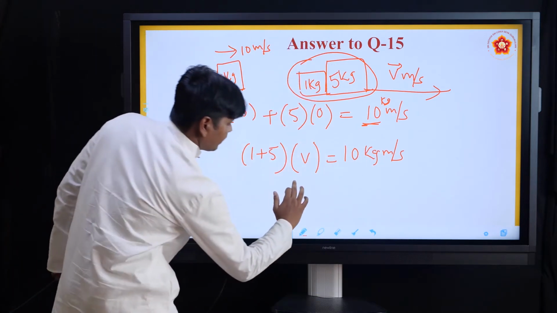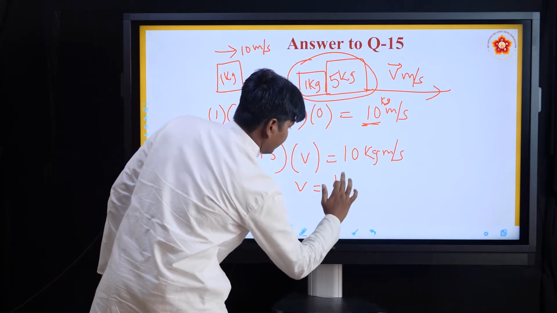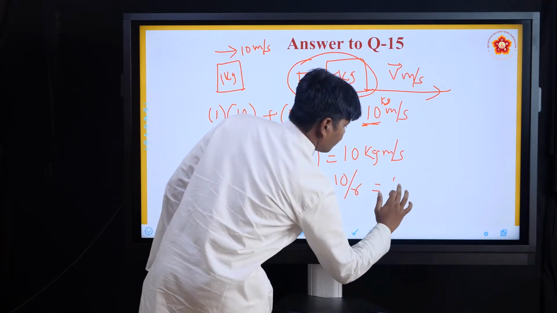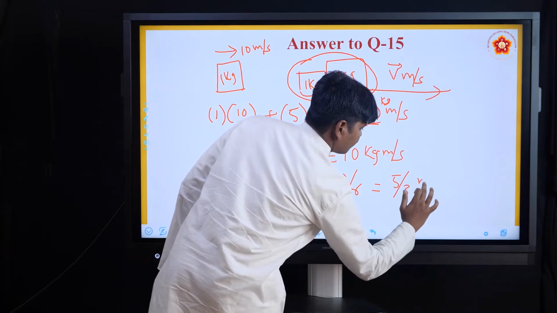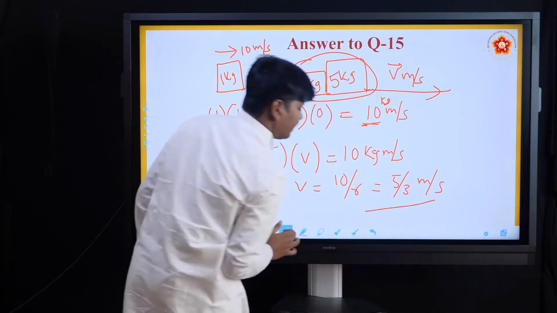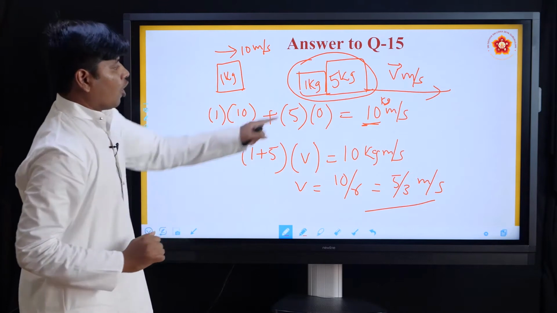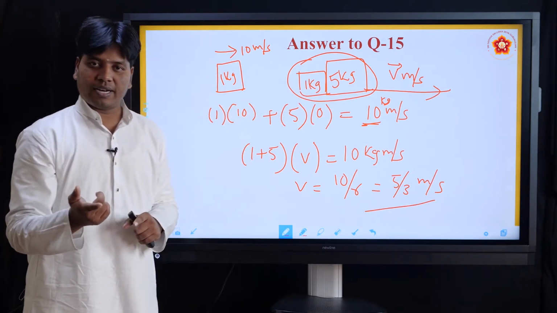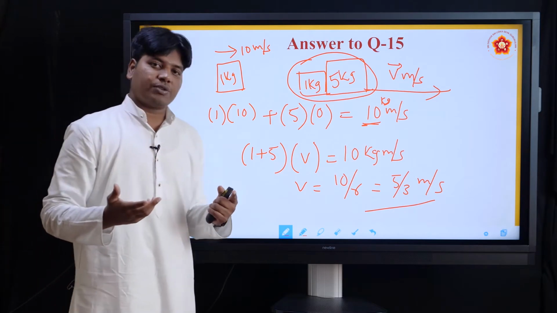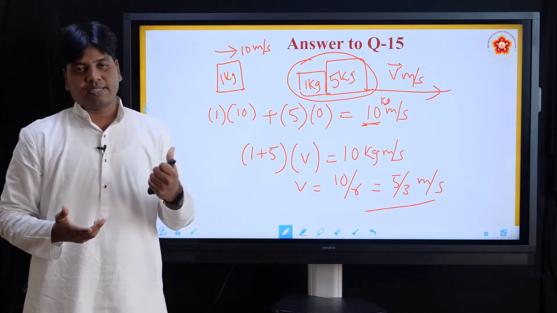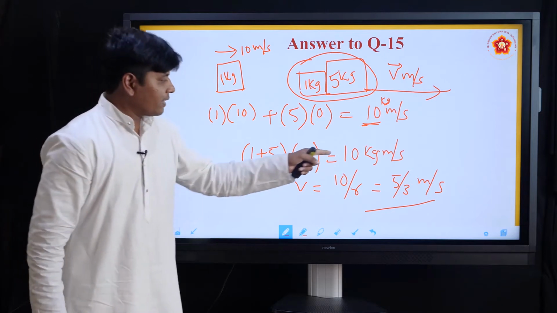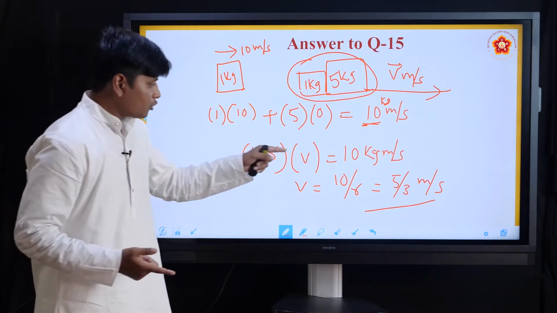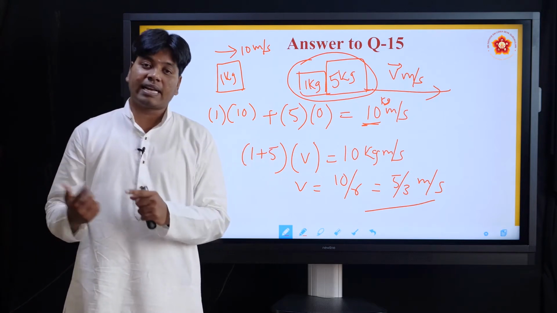Now V turns out to be 10 by 6, 1 plus 5 is 6. So it gives you 5 by 3 meter per second. This is the velocity of this combined object after the impact. Alright, so whatever is given in the question we have found out. First, the momentum before the impact, 10 kg meter per second. According to the law of conservation of momentum, it should be 10 kg meter per second after the impact.